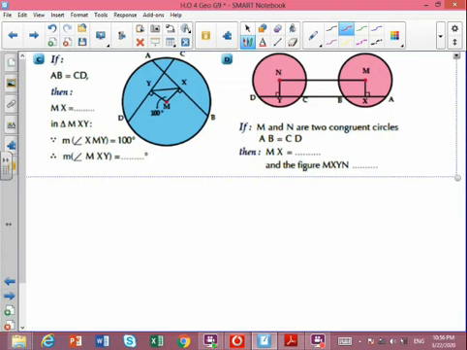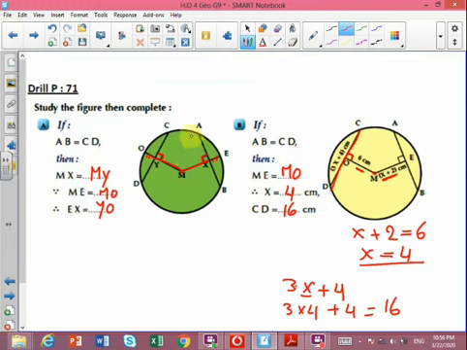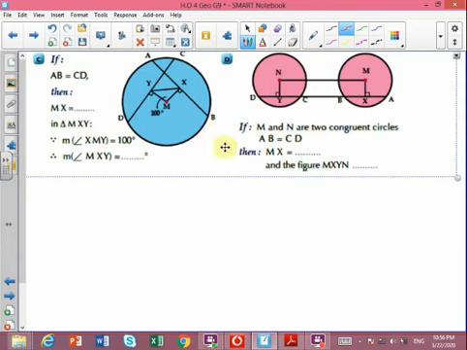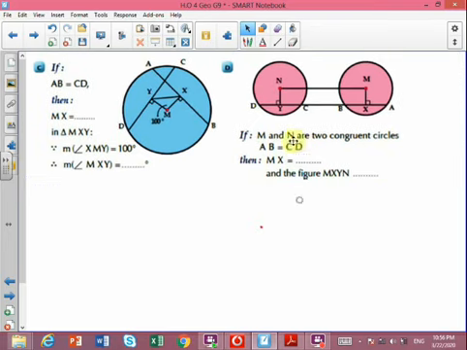Let's complete the same. AB is also equal to CD. Look here, the two chords are not intersecting, they are far away from each other. In this one, they are intersecting, but nothing is different. If AB equals CD, then MX, this is the perpendicular distance, equals MY.